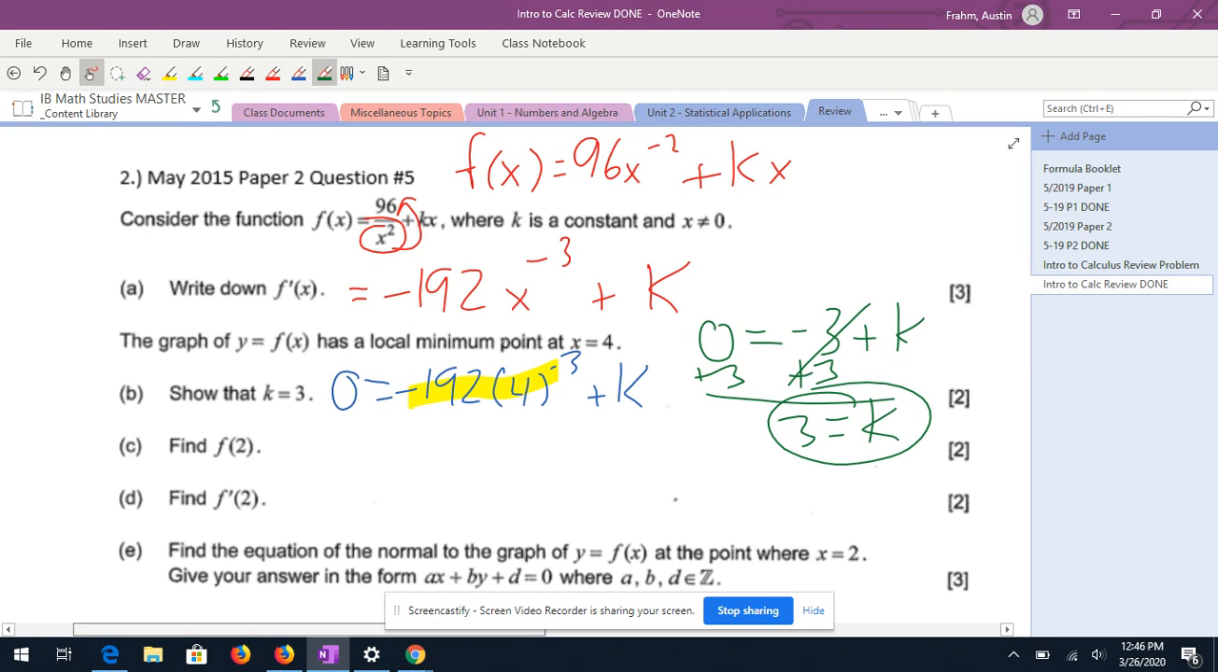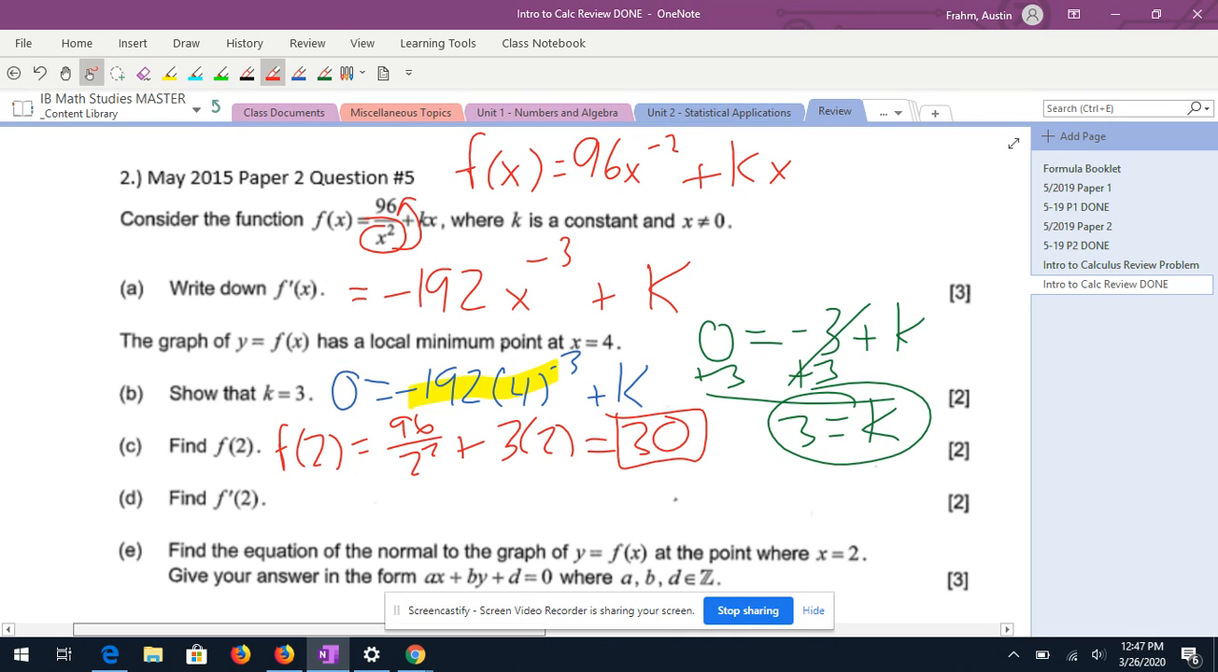Moving on to part C, they say find f of 2. That's simple enough. We just plug 2 into our original f of x equation. So f of 2 would equal 96 divided by 2 squared plus kx. Now we know k is 3, so it's really 3 times 2. If you plug that into your calculators correctly, you should get an answer of 30.